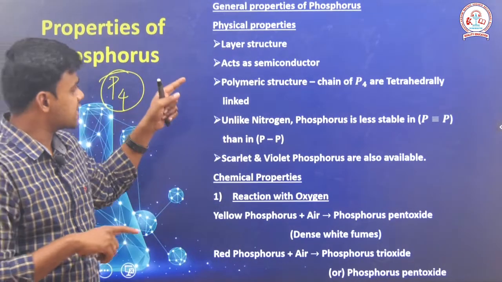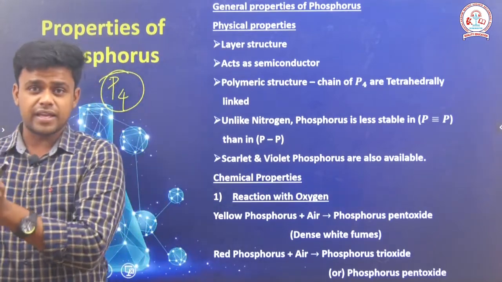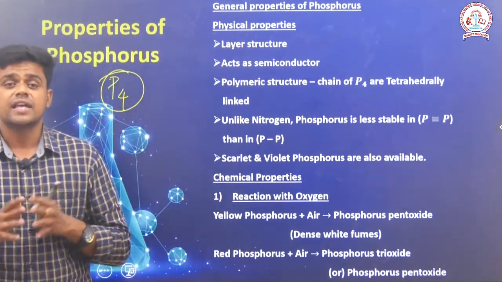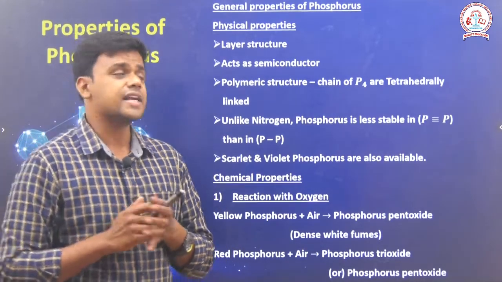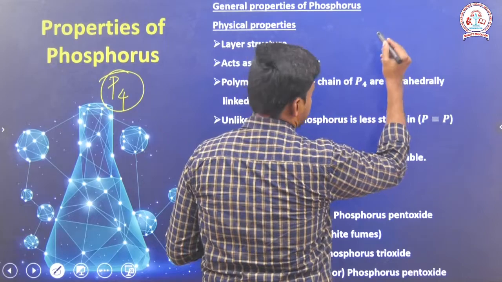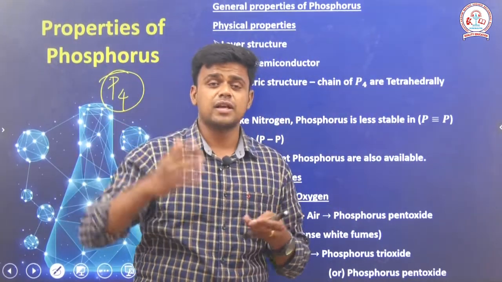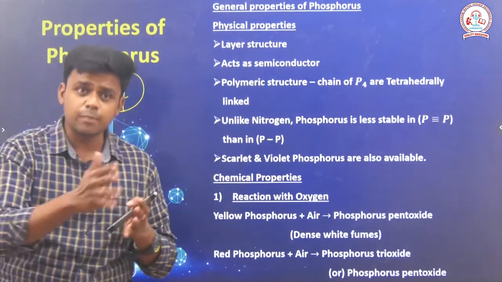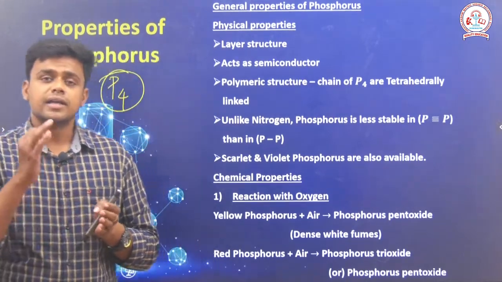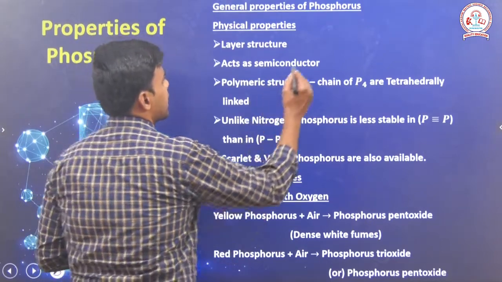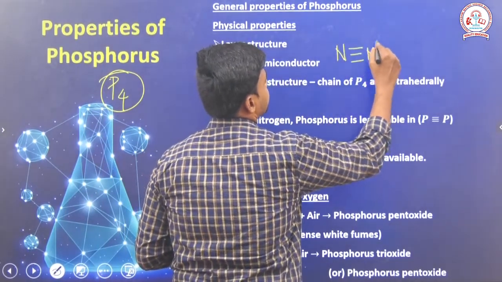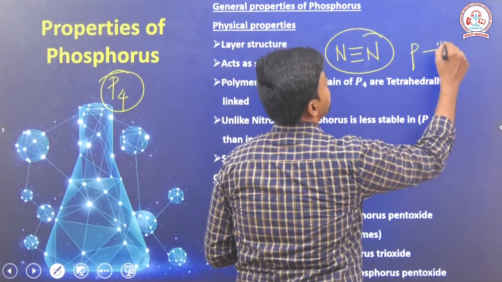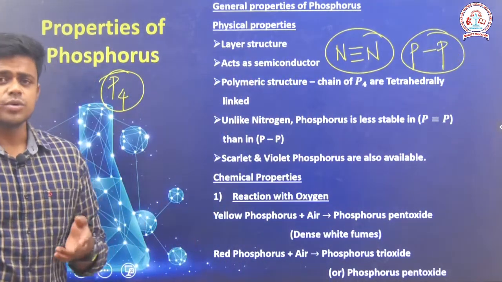As I have said, phosphorus exists as P4. If you look at the chain formed by it, it looks polymeric, which means it repeatedly forms P4 units. Those phosphorus units are linked tetrahedrally. Tetrahedral in structure, you know, three phosphorus will lie below the plane and one phosphorus will lie above the plane, with an angle of 109.5 degrees. Then nitrogen belongs to the same group as phosphorus, but nitrogen is more stable as N triple bond N, where it attains octet. Phosphorus is more stable as P single bond P. So, quite opposite to each other.